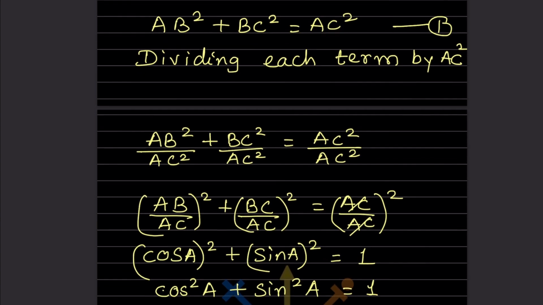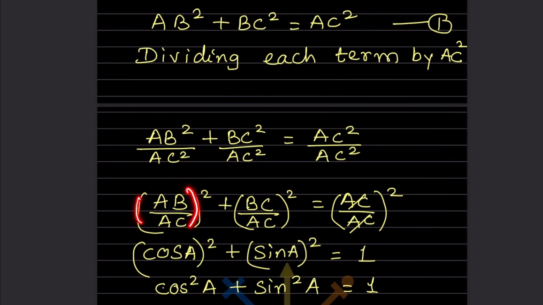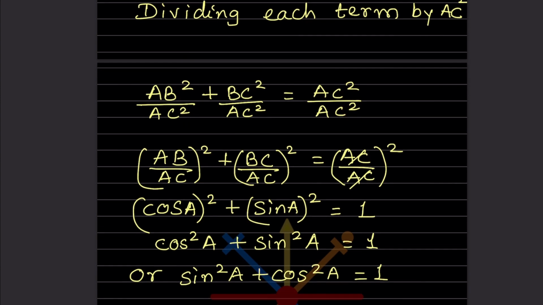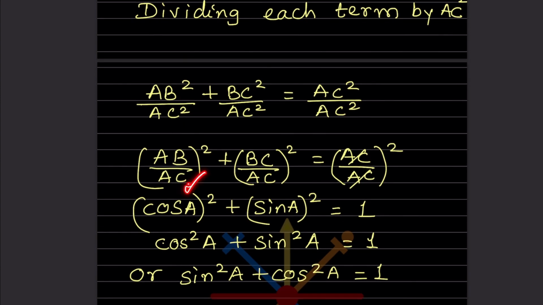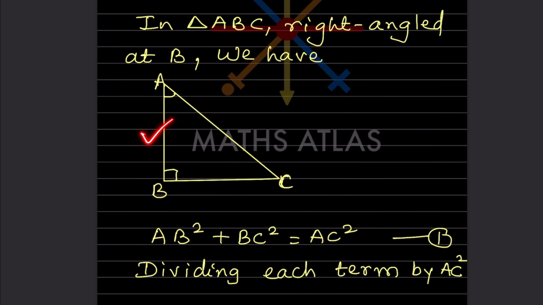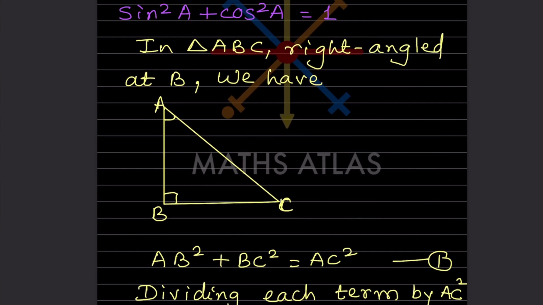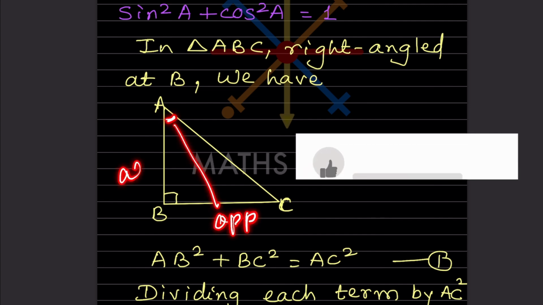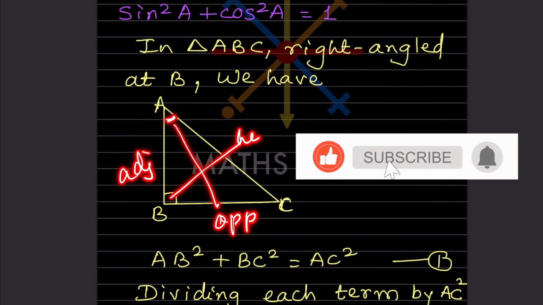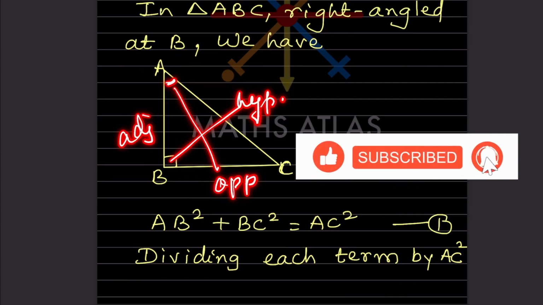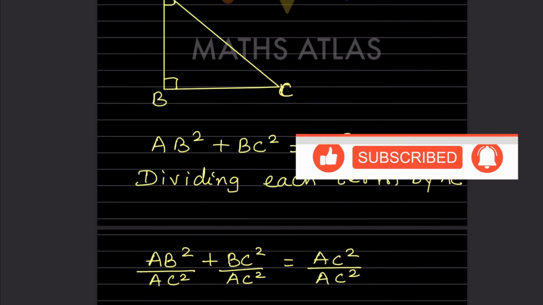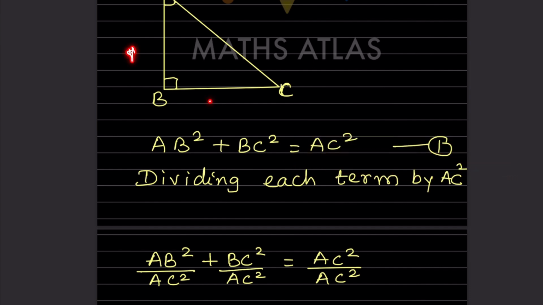Now look here. We will put this in a bracket and take the square of it. Again here the same, again here the same. Now we can see AB by AC. We have considered this angle, right? So this is the opposite side, this is the adjacent side, and this is not going to change, this is going to be the hypotenuse. So AB by AC: AB is adjacent, and AC is the hypotenuse.